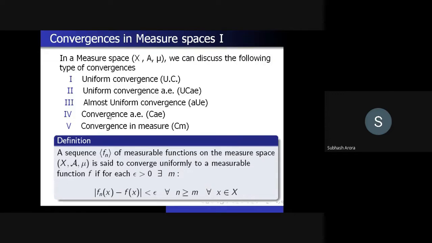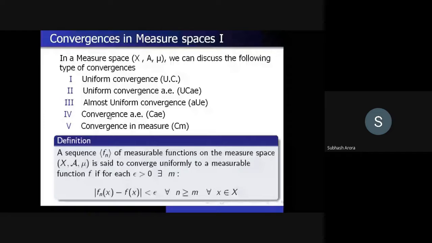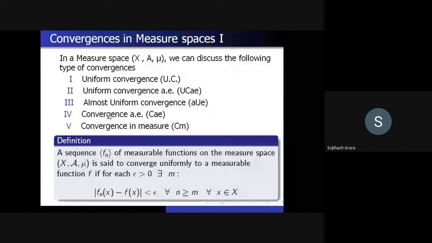Firstly, let us address the definitions. Then I'll give you interesting examples where the converse implications are not true. But this is what my target is at the moment: these are the relations among the modes of convergence in measure spaces.